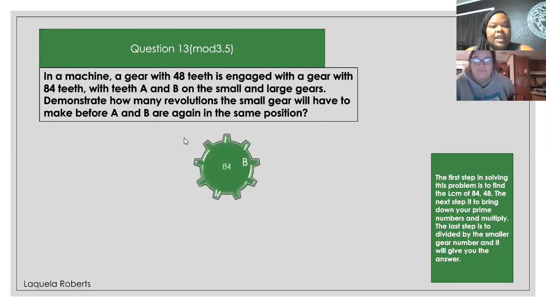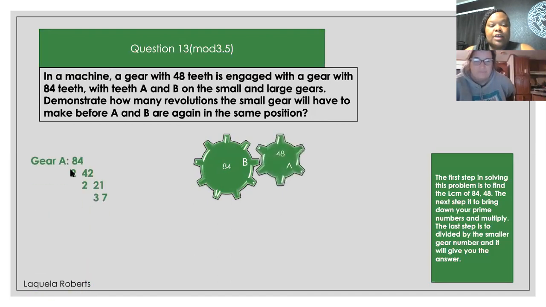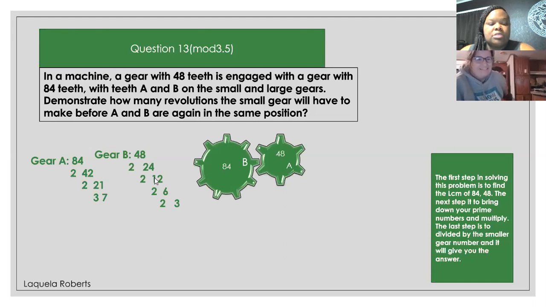Well, here is our gear 84. Here is our gear 48. So gear A is 84. So 2 times 42 is 84. 2 times 21 gives us 42. You bring that down, 3 times 7 gives us 21. Gear B, gear 48. 2 times 24 is 48. 2 times 12 is 24. Bring that 12 down. 2 and 6. Nothing for 2. You bring that 6. It gives us 2 and 3.